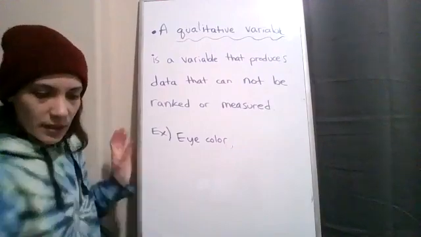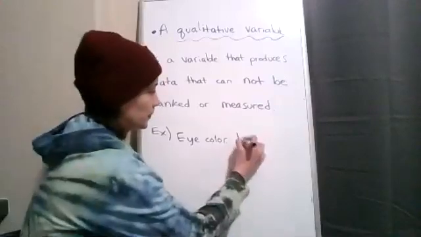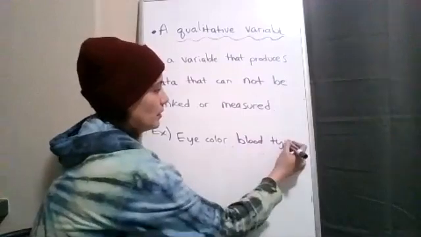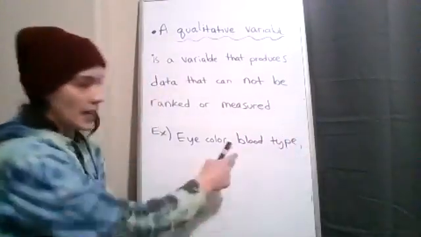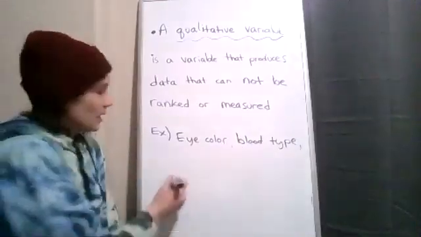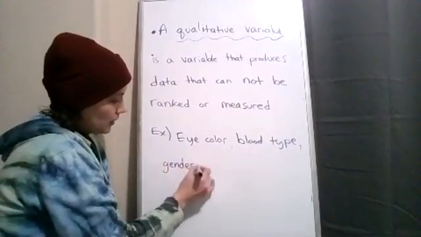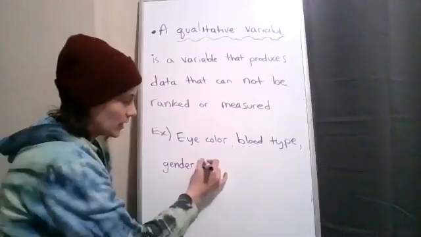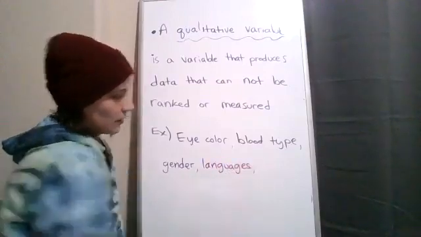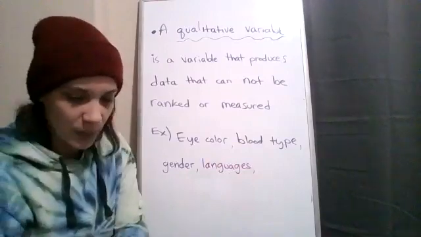I have a list. Eye color, like blood type: A positive, B, AB, O. Gender. Languages. Anything else? I put emotions.